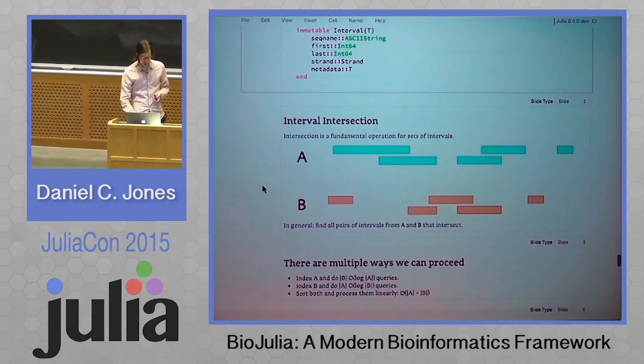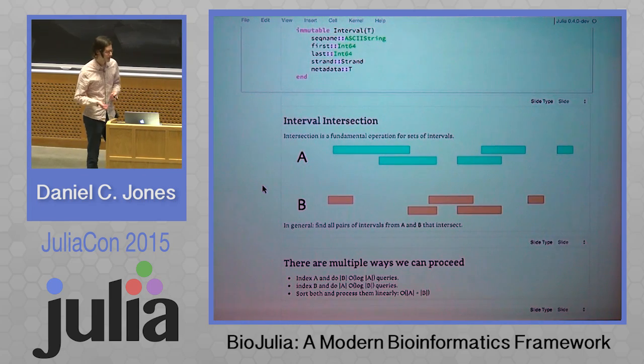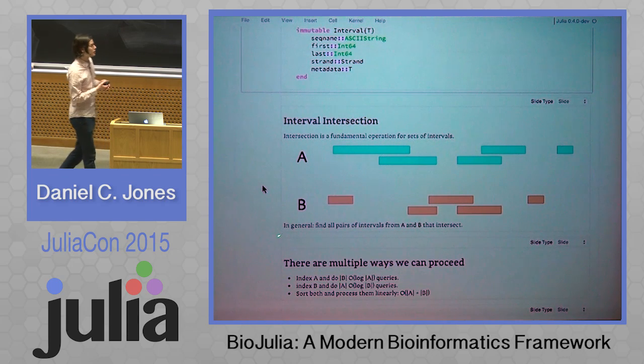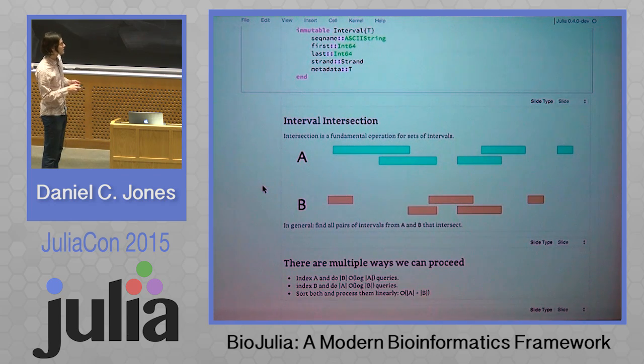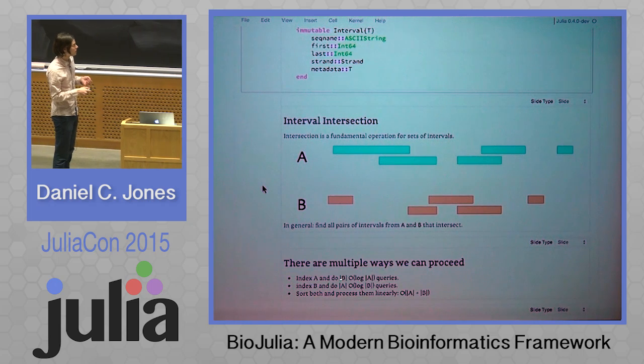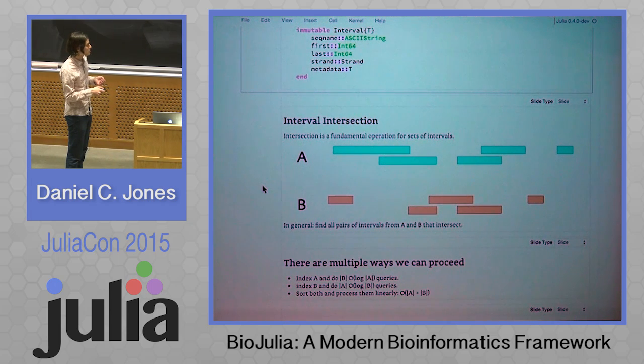Right, so the interesting thing about doing intersection is there's actually multiple ways we can go about this. If we index one of these or the other, we're able to do log n single interval queries. So in other words, if I have an interval and I want to see how many intervals in A it intersects, I can do that in log n time. So I could just process all of these intervals against A and do, well, the size of B times in each query would be an order log the size of A.